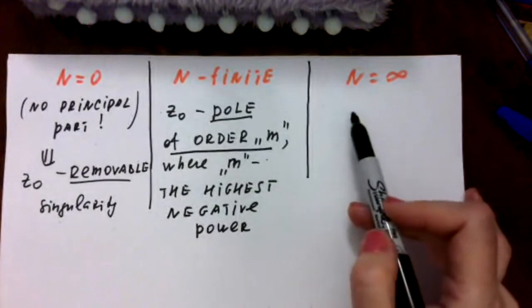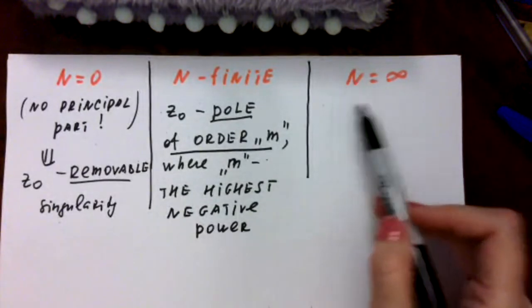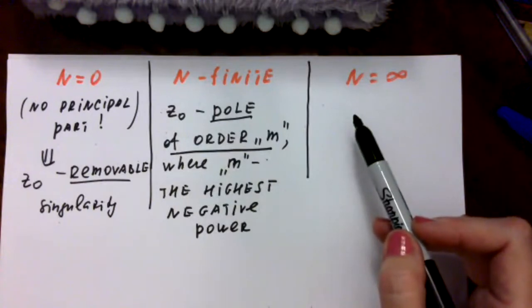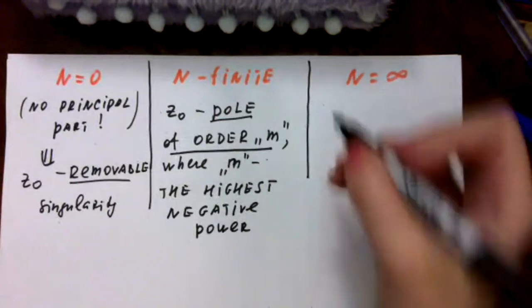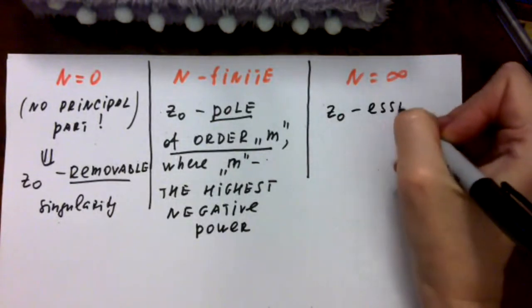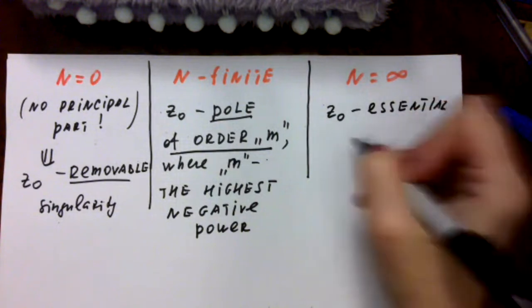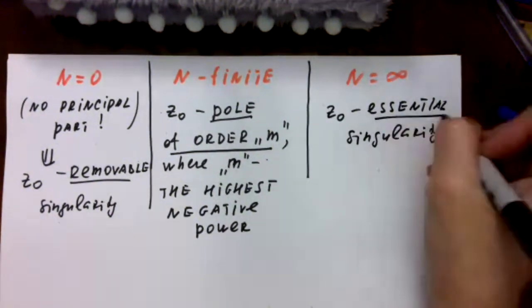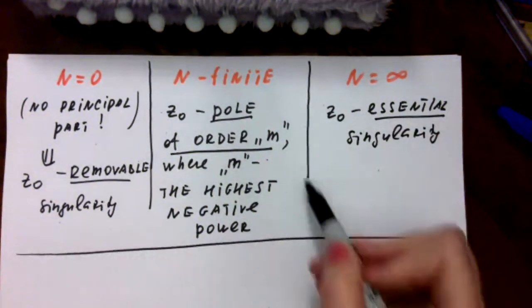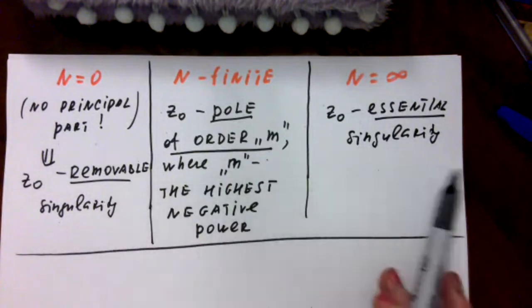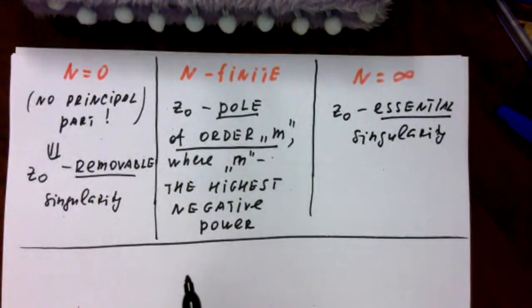And finally, you have the last case when you have an infinite number of terms in your principal part. So in this case, this singularity point is called an essential singularity. Okay, so this is the classification of these three types of singularities. And for the next half an hour, it's going to be our main task to determine this type.